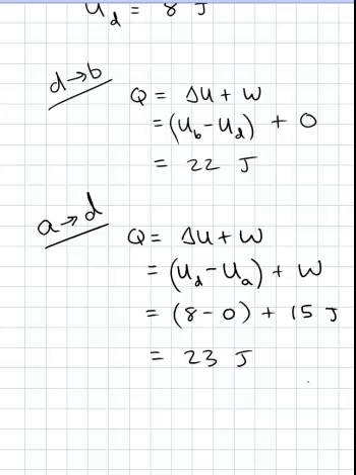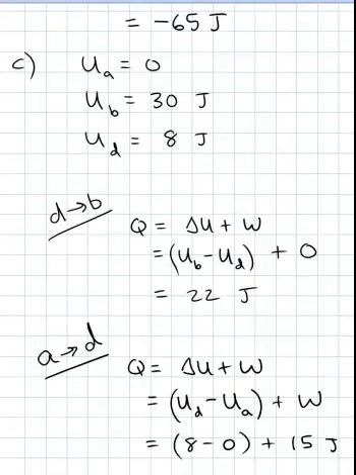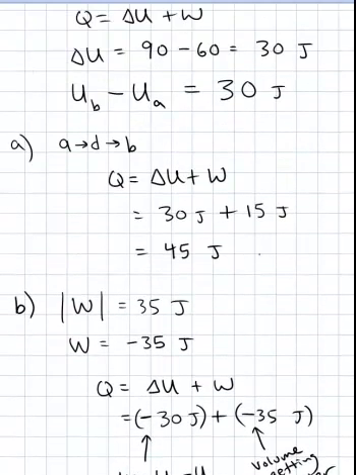And then just as a quick check, in part A, I think we calculated Q for the whole path as 45. So let's add them up. Q from A to D plus Q from D to B is equal to 22 plus 23 is equal to 45 joules. And that's what we got in part A. So it looks like everything's working out here.